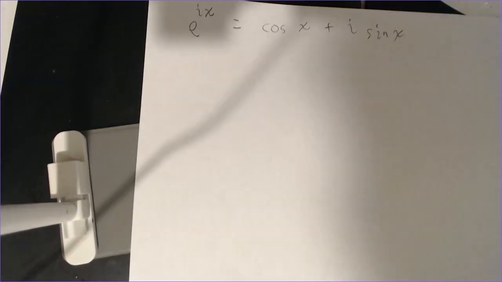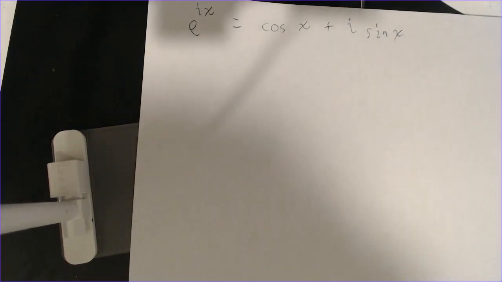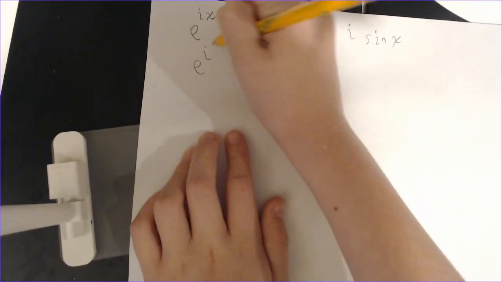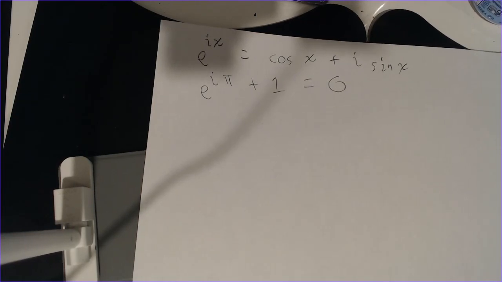That also means that there's this famous thing in math called Euler's identity, which says that e to the i pi plus 1 equals 0. The reason why is because the cosine of pi is -1 and the sine of pi is 0. Thus, e to the power of i pi plus 1 equals 0, because e to the i pi is -1.